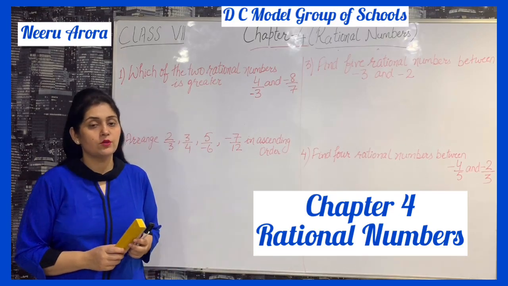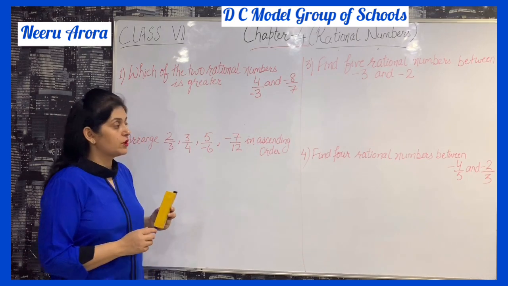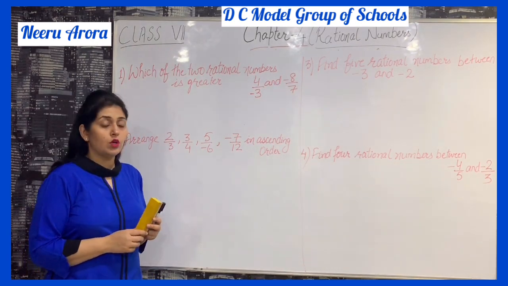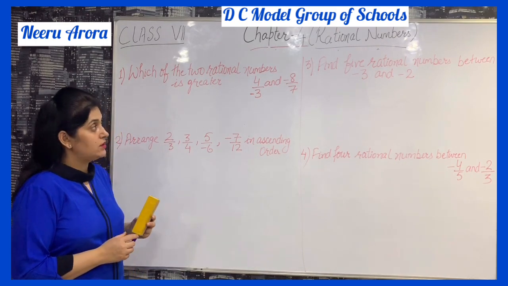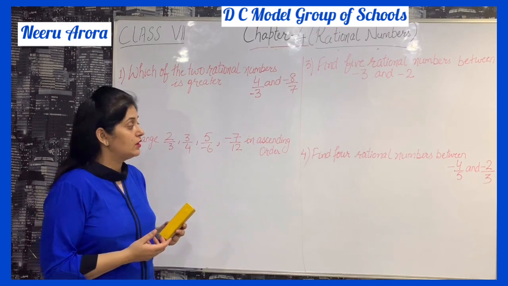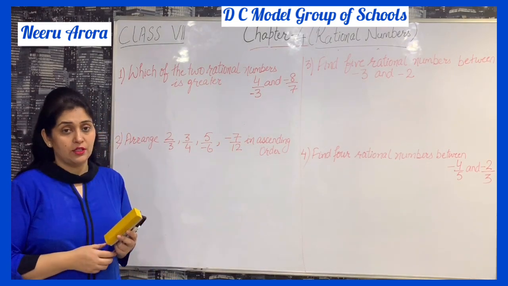Students, let's continue chapter 4, rational numbers. Now in this video we are going to discuss how to compare two or more rational numbers and how to find 5 or 6 or 7 rational numbers between any two rational numbers.